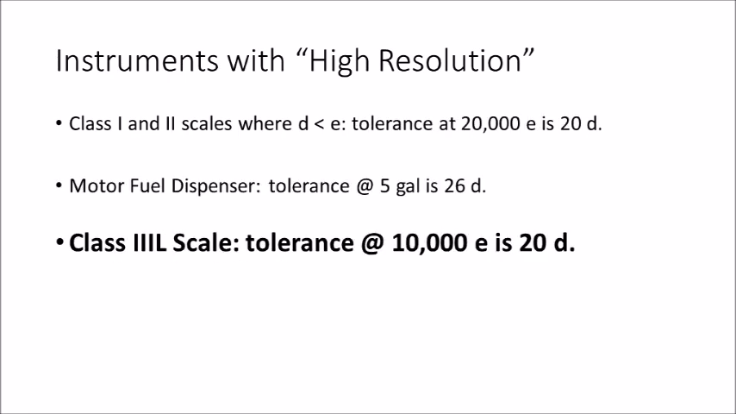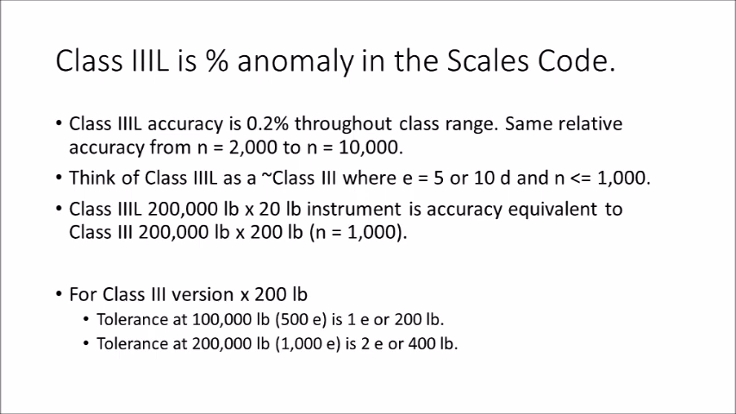The third high resolution instrument is the class 3L scale. And this is somewhat difficult for people to grasp because the tolerance at 10,000 E for class 3L is 20 scale divisions. That's a lot of scale divisions of tolerance. Class 3L is an anomaly in the scales code. Anomaly because the accuracy is 0.2% throughout the class range.